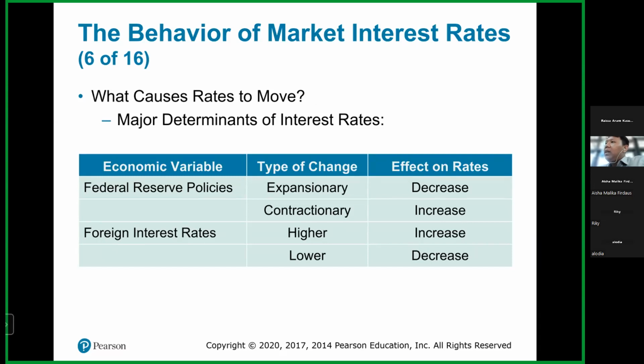Another variable here, for example, is the Federal Reserve policy. This is related to monetary policy. If we have an expansionary monetary policy, we are expecting that the market interest rate will decrease. But in the opposite case, if we have a contractionary monetary policy, then we are expecting that the market interest rate will increase.